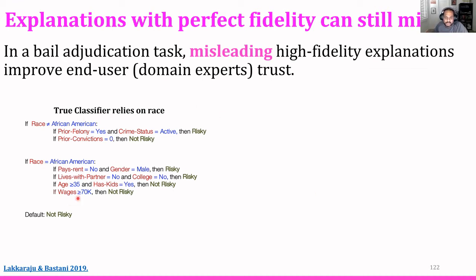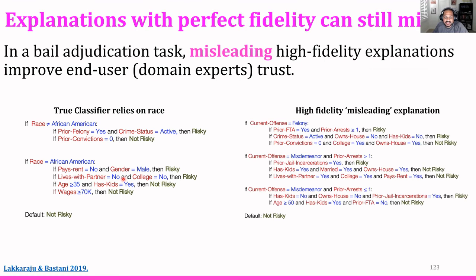So here's a true classifier they created, which was a simple rule-based one. But essentially in this data set, you can create an alternate explanation that is exactly the same as the original one in terms of how accurate it is to the model, but it's using other features. And so it looks less biased. Here it's using race. Here race never shows up. And the users are very happy with this.